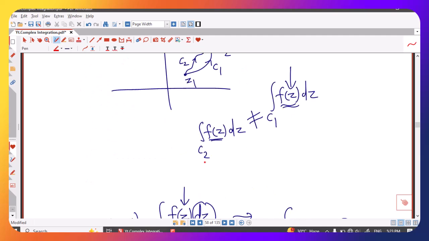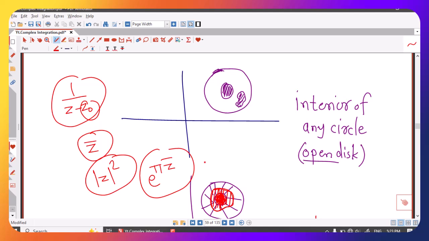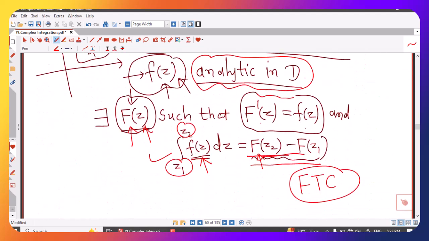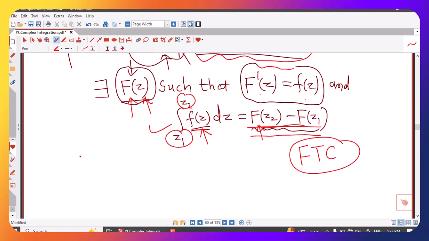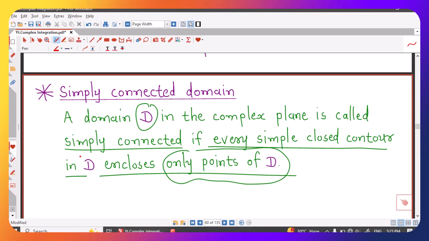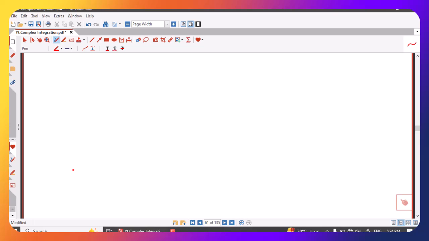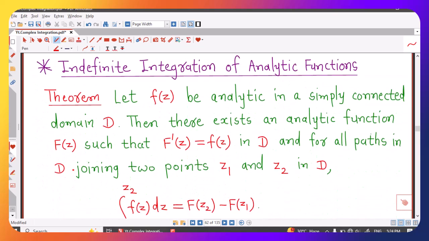But now I know this result, that if my function is analytic in a simply connected domain, then I can use this result and I can easily find the integral of an analytic function without using that earlier method. That method is applicable to functions which are analytic as well as not analytic, but this is a shortcut. Whenever we have our function which is analytic in a simply connected domain, then we can use this result. So I have written this result systematically here.